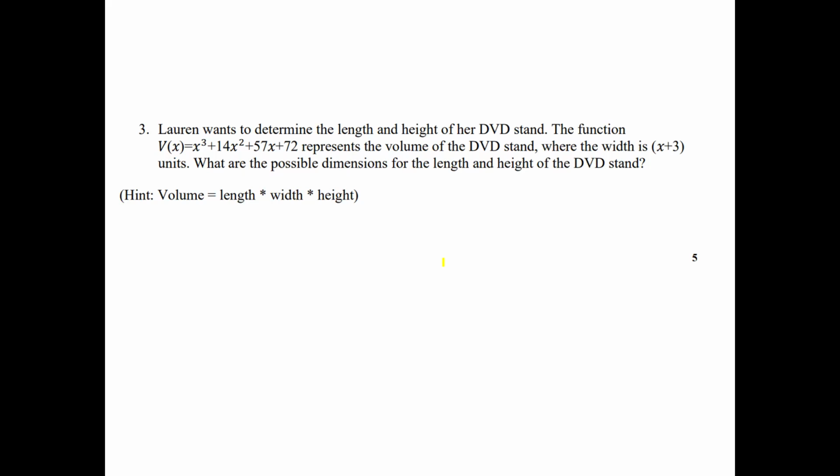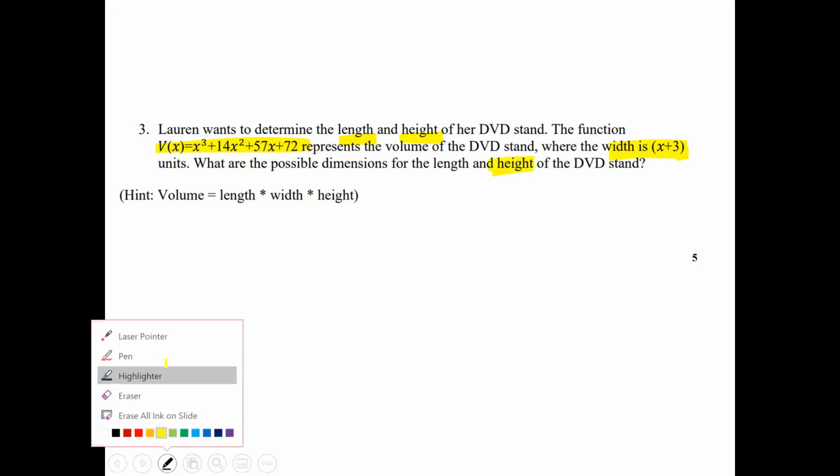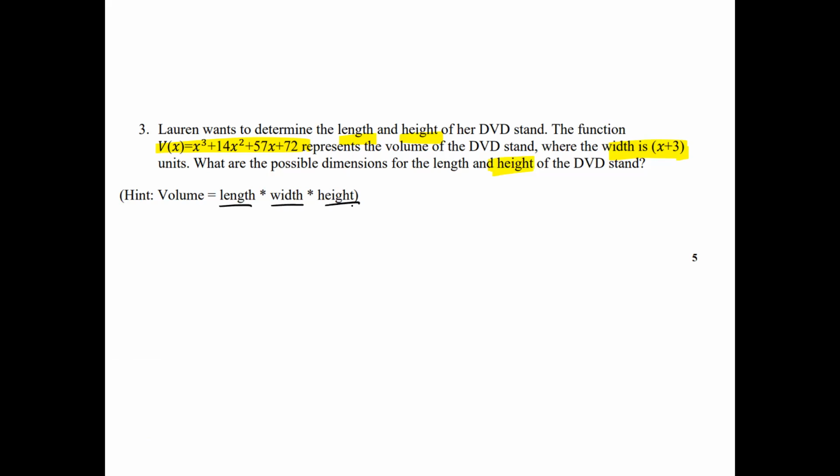All right, so Lauren wants to determine the length and height of her DVD stand. The function is this, okay? It represents the volume of the DVD stand where the width is this right there. And so we want to find the height. So if the volume is length times width times height, and you have the volume and you also have the width, and you want to find the height, well, wouldn't you just divide by the width, or height equals volume divided by width, right?